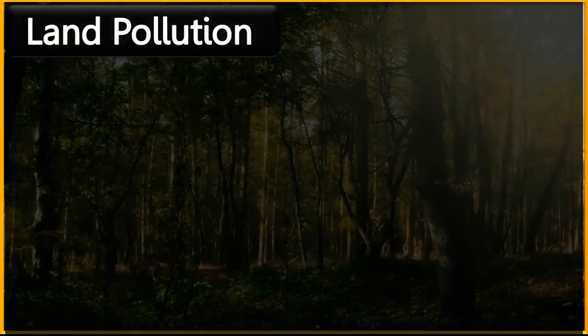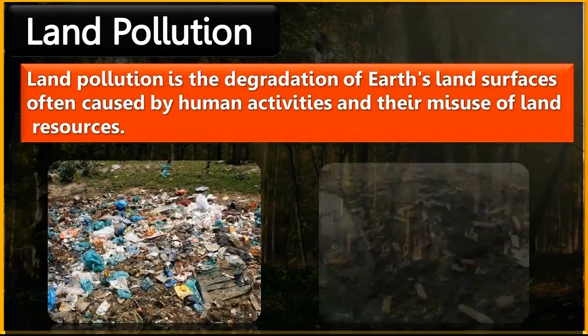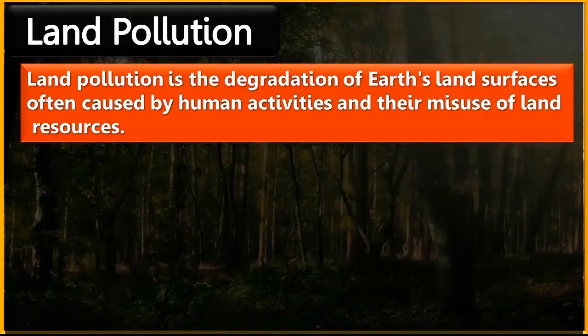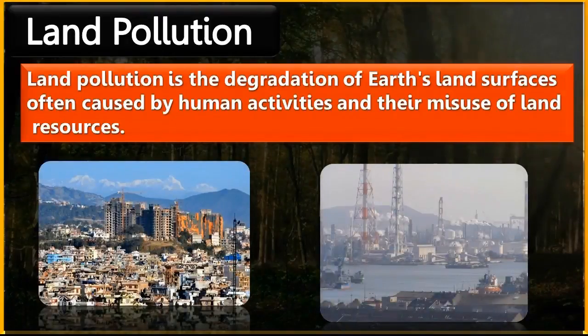Number 3. Land pollution. Land pollution is the degradation of Earth's land surfaces, often caused by human activities and their misuse of land resources. It occurs when waste is not disposed properly. Health hazard disposal of urban and industrial wastes, exploitation of minerals, and improper use of soil by inadequate agricultural practices are a few factors. Urbanization and industrialization are major causes of land pollution.